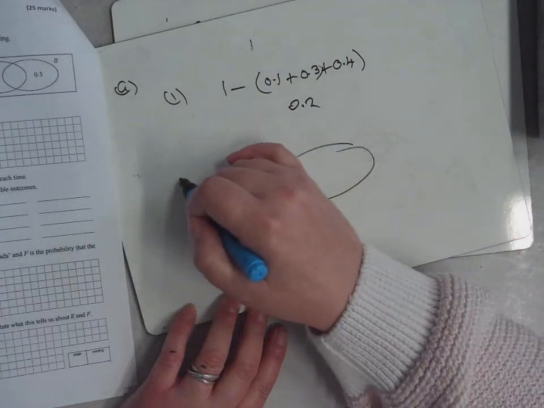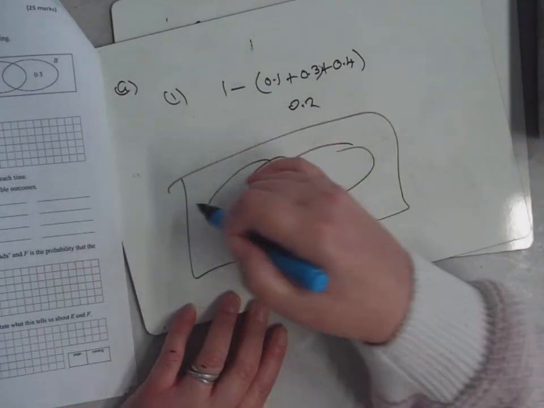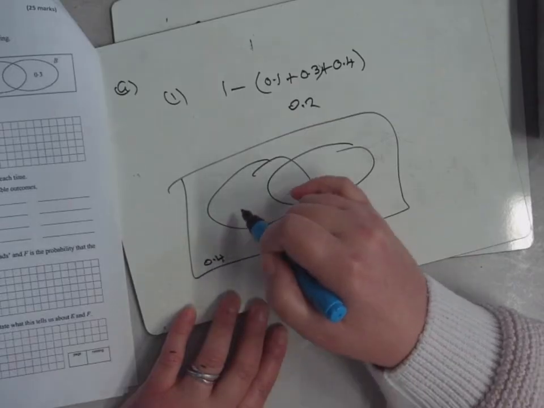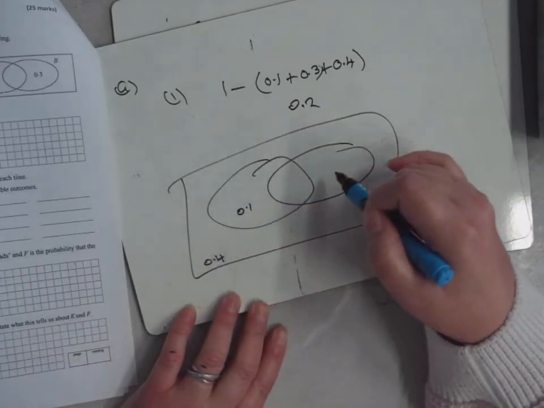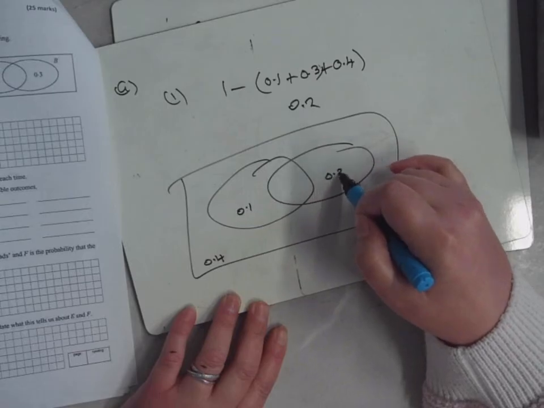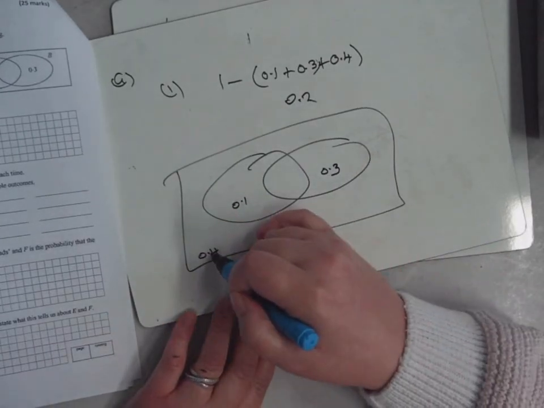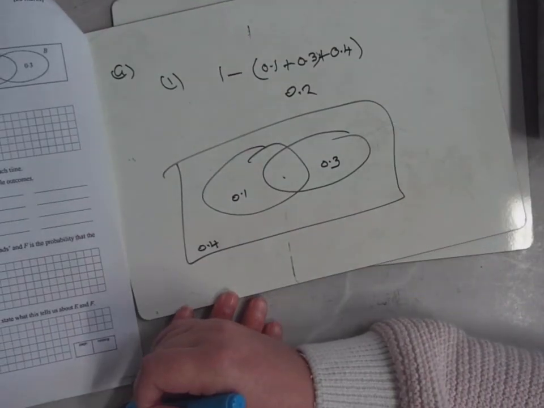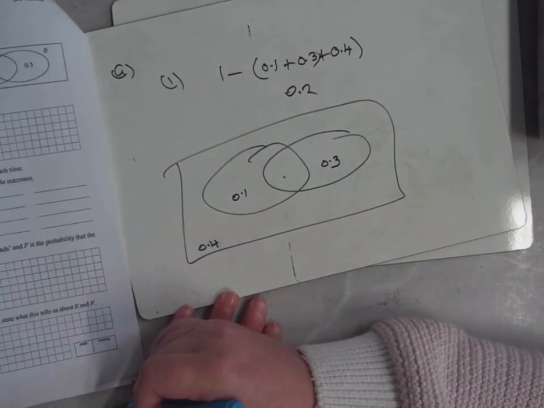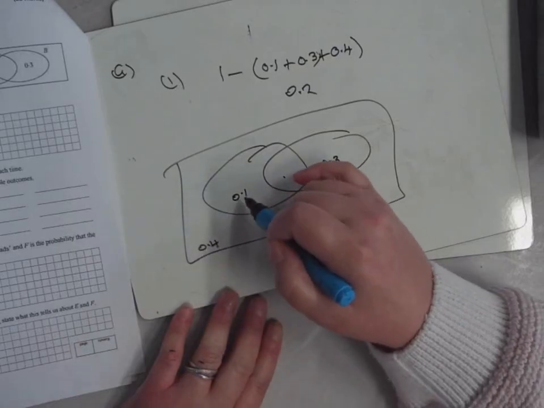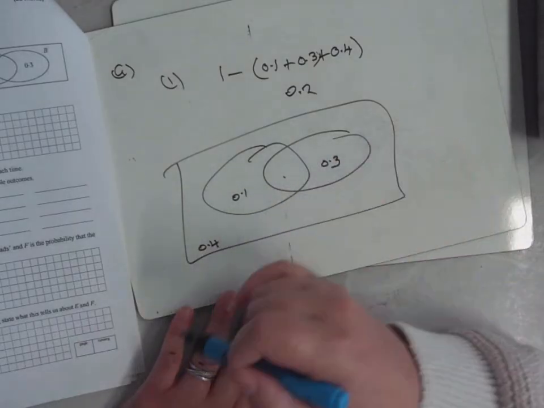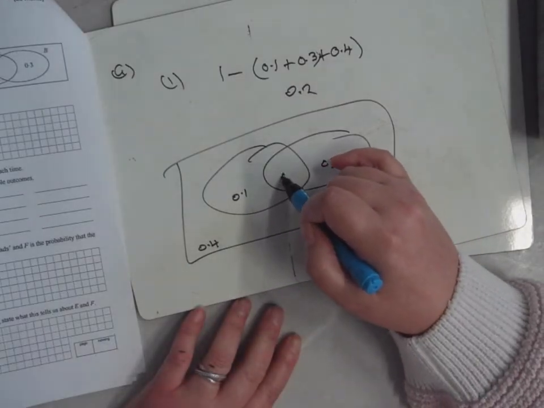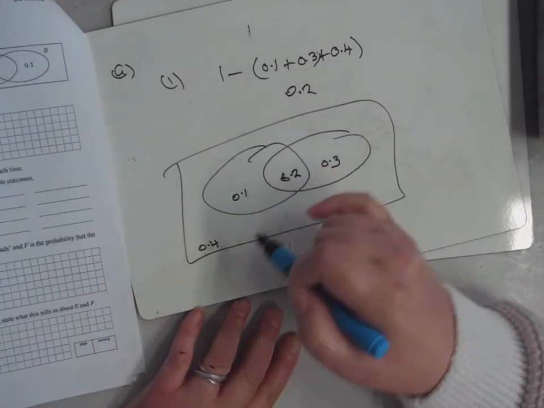It's probability, so all the possibilities are here. All the probabilities add up to 1. So there's a 0.4 on the outside, there's a 0.1 here, and there's a 0.3 here. There's no formula here, it's just all the probabilities, 1, 2, 3, 4 sections. They all add up to 1, all the possibilities. You could land on the outside, you could land in here, you could land in here, and you add up all the possibilities, they add to 1. So when you subtract what you know from 1, you end up with 0.2 there in the middle.